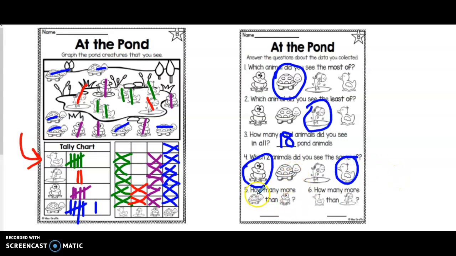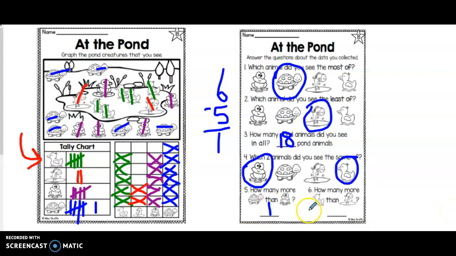How many more turtles than frogs? Well, if I look here, I've got 6 turtles and I've got 5 frogs. So I could do 6 minus 5 equals 1. Or I could simply compare the bars on the bar graph and see that there's 1 extra spot right here, which means that there's 1 more turtle than frog. So either way, I got the answer 1.